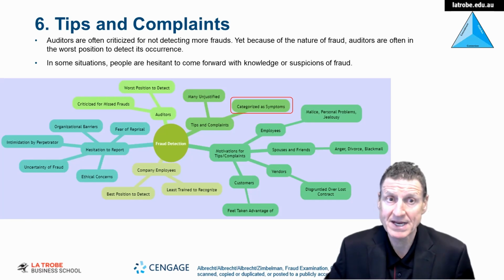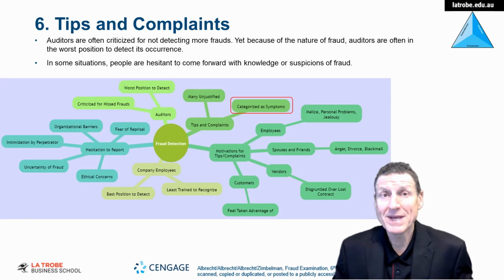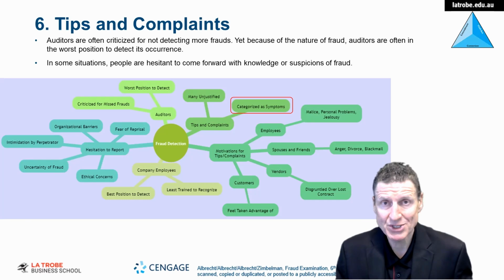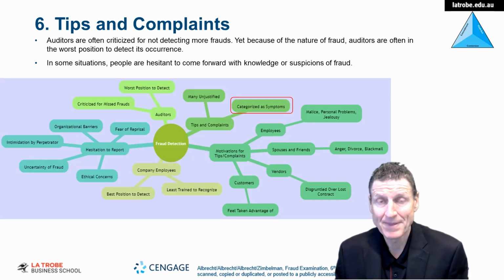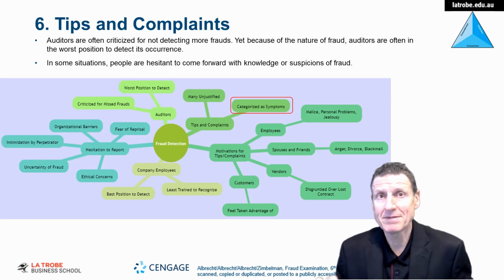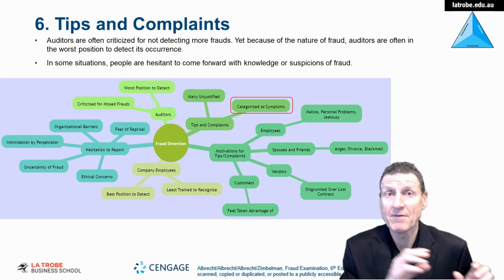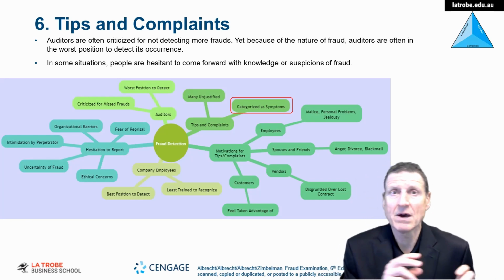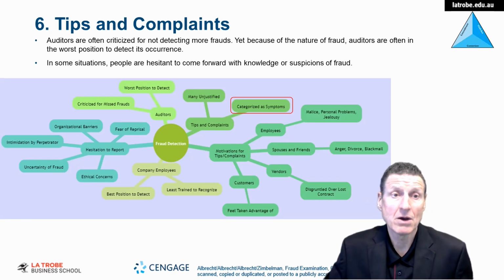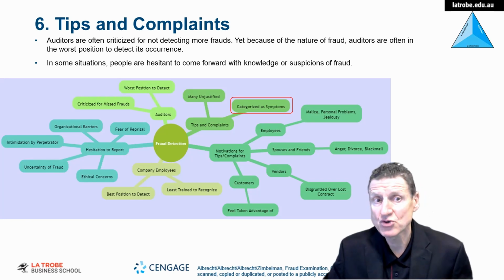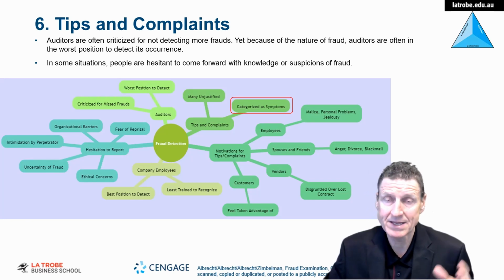So it's the first thing about tips and complaints. This is why when you have a tip or complaint, it is not prima facie evidence of fraud because of these motivations, which are a negative side. You can only say that they may be a symptom of fraud, not evidence of fraud. All right. And again, company employees are in the best position to detect, but they are less trained to recognize, as I said, the double-edged sword.